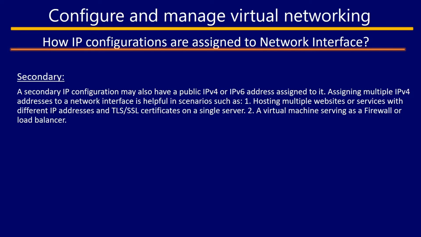Assigning multiple IPv4 addresses to a network interface is helpful in scenarios such as, first, hosting multiple websites or services with different IP addresses and TLS/SSL certificates on a single server. The second scenario would be a virtual machine serving as a firewall or load balancer. So in these two scenarios, we can assign multiple IPv4 addresses to a network interface.